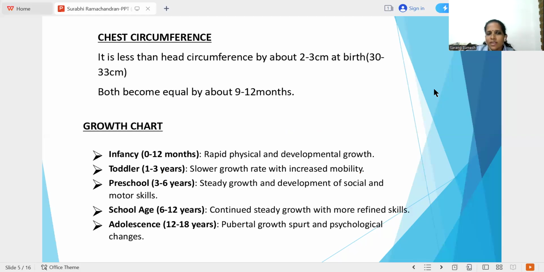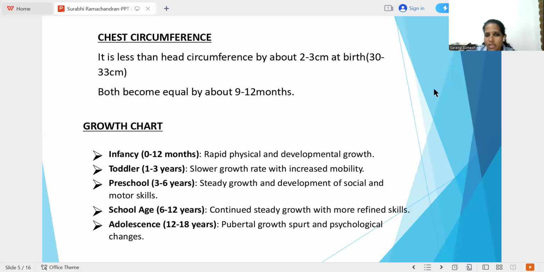Chest circumference is less than head circumference by about 2 to 3 centimeter at birth, around 30 to 33 centimeter. The head circumference and chest circumference become equal by about 9 to 12 months of age.